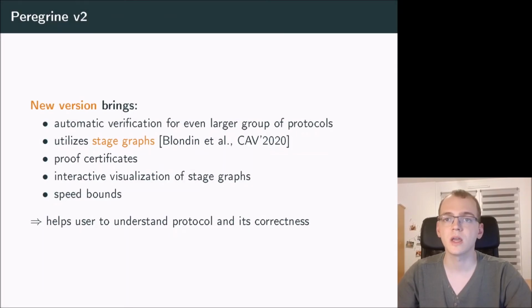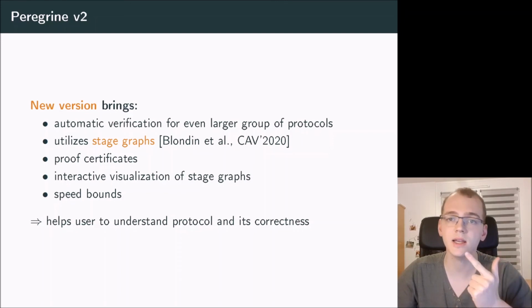To conclude, because of the new technique based on stage graphs, Peregrine version 2 has multiple benefits. First of all, Peregrine can now automatically verify even more population protocols. Secondly, we now give meaningful proof certificates that can be understood by a human. And lastly, Peregrine can now automatically compute speed bounds. Together with a novel visualization of runs inside of stage graphs, Peregrine version 2 helps the user to design, analyze, and understand population protocols better.